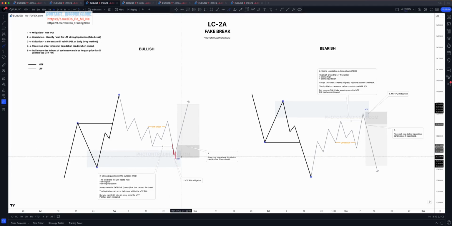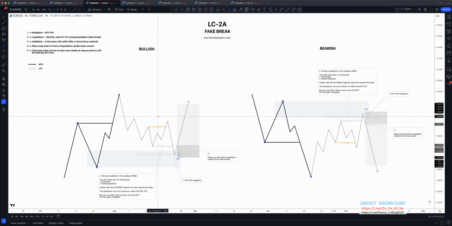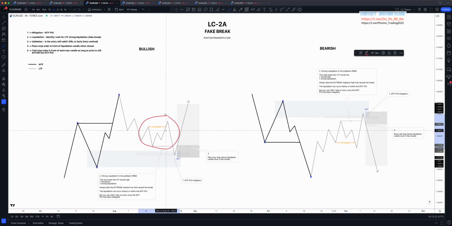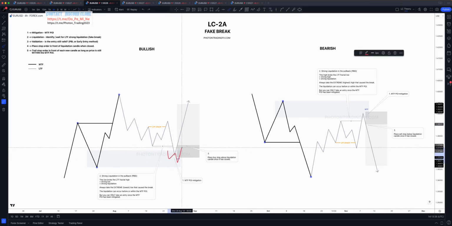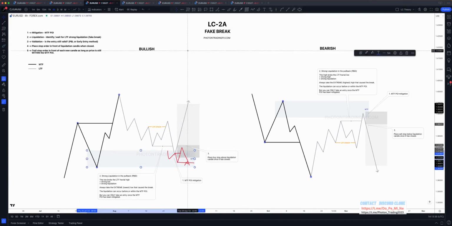So price must be within the POI. Okay, so in simple terms, wait for your medium time frame POI mitigation, identify if there has been a strong liquidation. If there hasn't been one, then what do you do? You simply wait, because sometimes price will be within the POI, then we get the fake break, identify the extreme low, wait for price to liquidate it. As long as we are still within the POI, now we can take the entry down here.